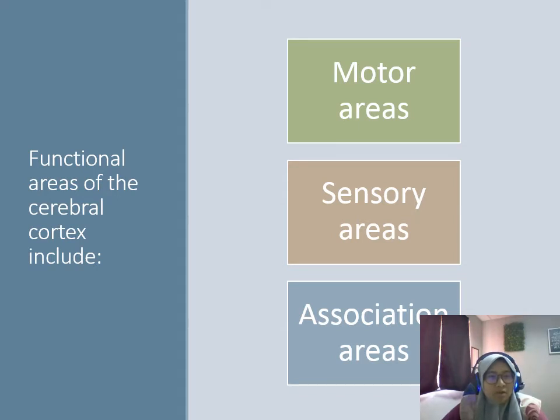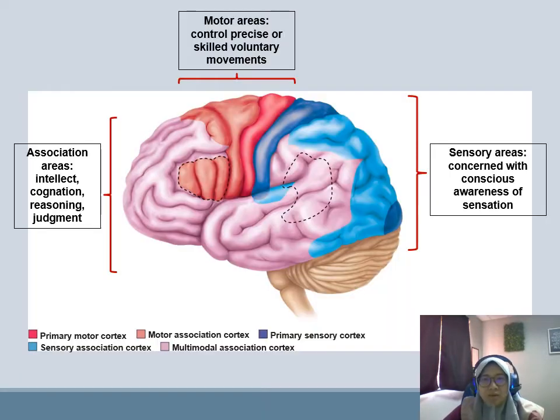The functional areas of the cerebral cortex include motor areas, sensory areas, and association areas. So, at our cerebral cortex, we have these 3 areas. I will show you the location of the areas. Now you can see here, this is our brain. The motor areas comprise the red color here, which function to control precise or skilled voluntary movements.